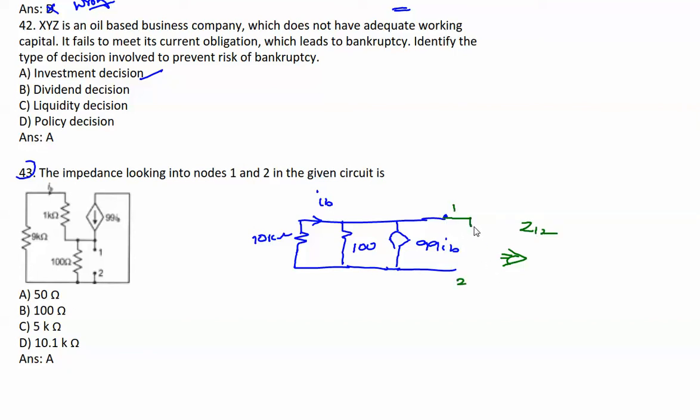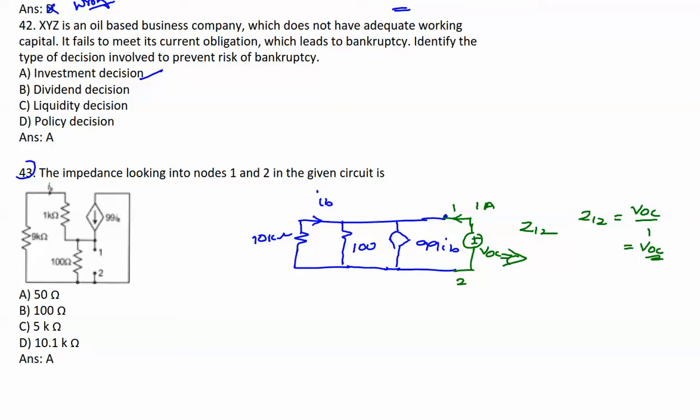To do so, we'll assume that there is a current source and a voltage source here. I'll take a VOC, which is going to supply a current of 1 ampere. That assumption I'm making. Now Z12 will be VOC by 1. So whatever value you get for VOC, the same answer you get here.